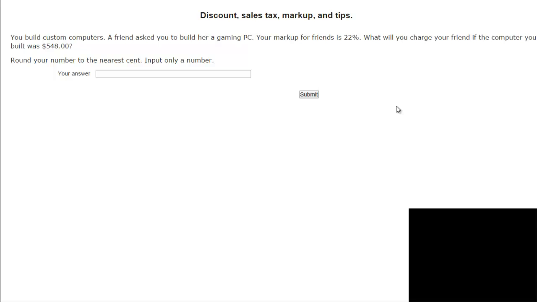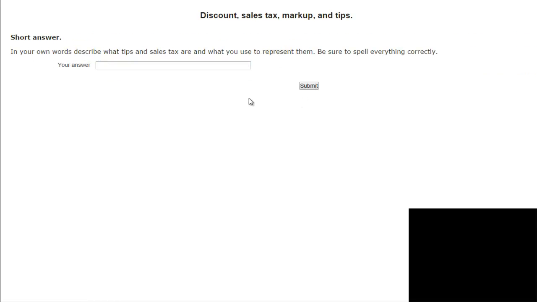This question right here reflects on what the markup is, where the student is required to calculate the markup. So the student reads the question, and basically they have to answer, what will you charge your friend if the computer you built cost you $548? So after the calculation, the price after the markup is added is going to be $668.56. Students hit submit.